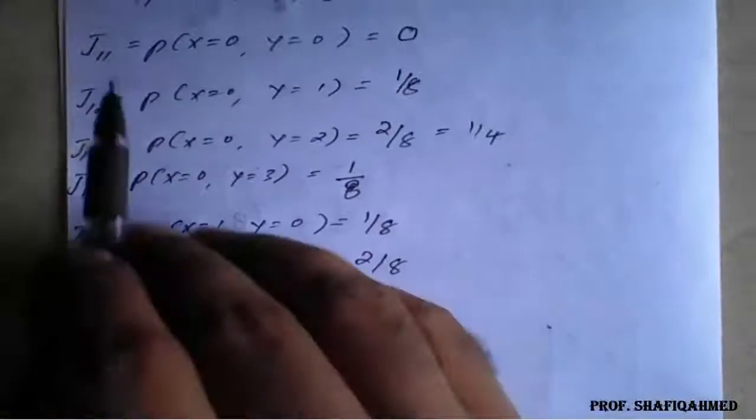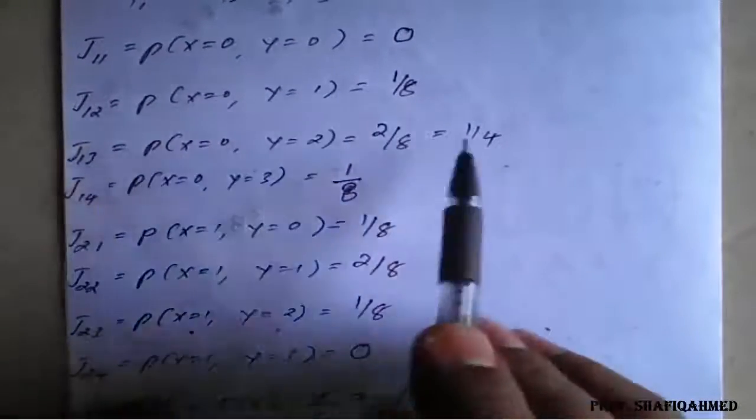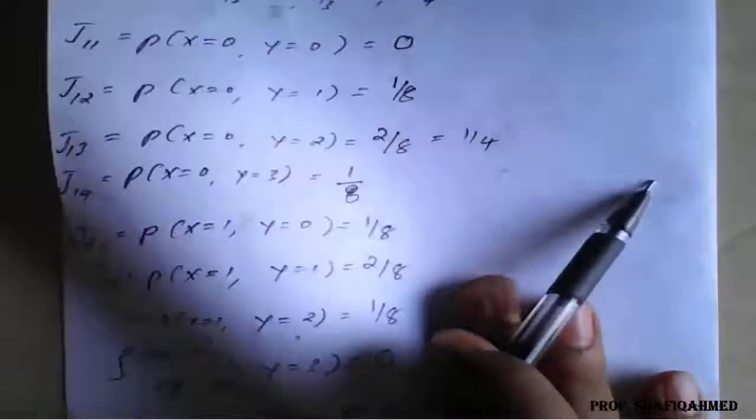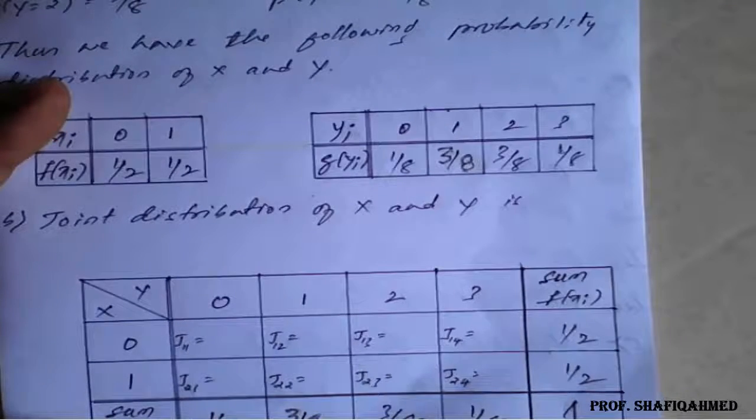So in this way we have to complete the table. J11 value is 0, J12 value is 1 by 8, J13 is 1 by 4, J14 is 1 by 8, J21 is 1 by 8, J22 is 2 by 8, J23 is 1 by 8, and J24 is 0. All these values we have to substitute in the table to complete the distribution table for x and y.